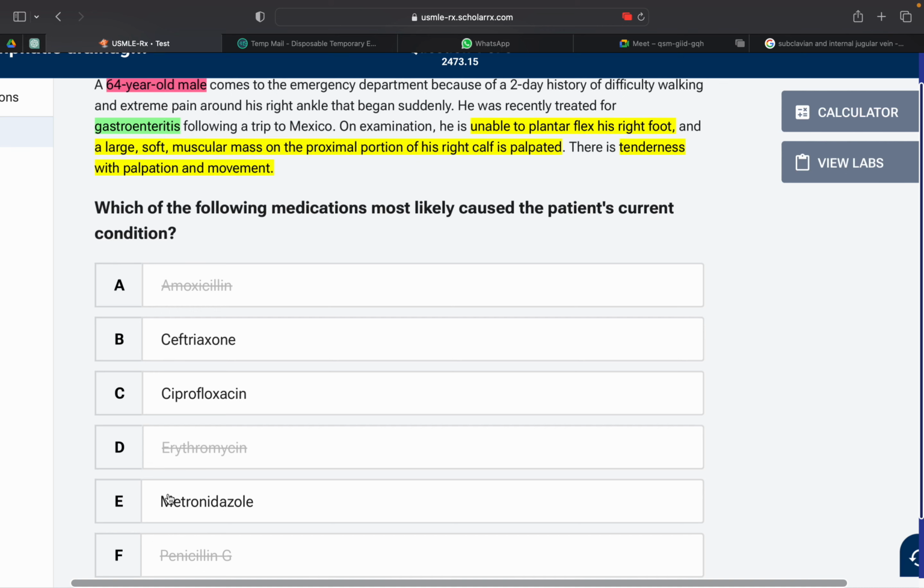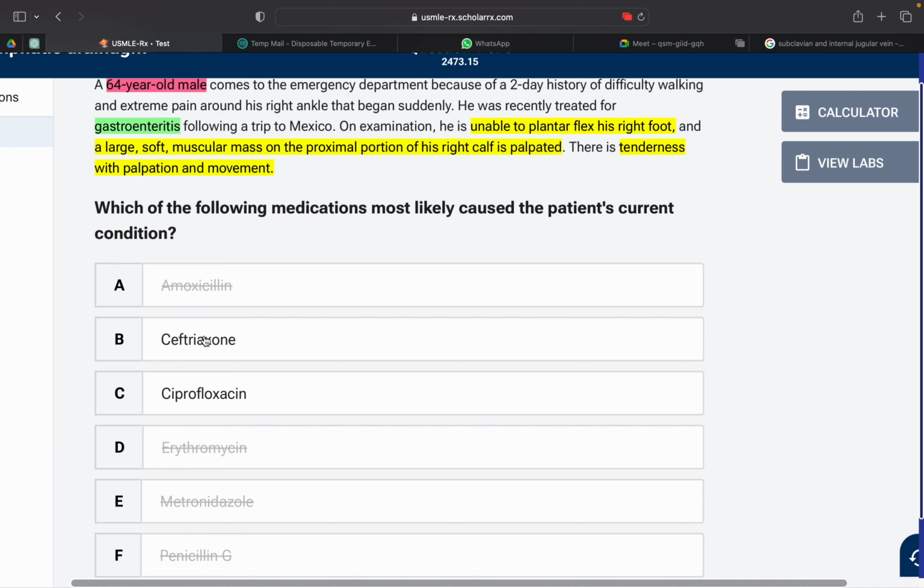Metronidazole, which is Flagyl in the market, is also given for gastroenteritis. So I have got three options here. I have to see which of these three is the drug that can cause these symptoms. The adverse effect of metronidazole which I remember right now is a metallic taste on the tongue, and there are no other adverse effects, because metronidazole is one of the safer drugs. It just causes a metallic taste on your tongue. You are getting my point.